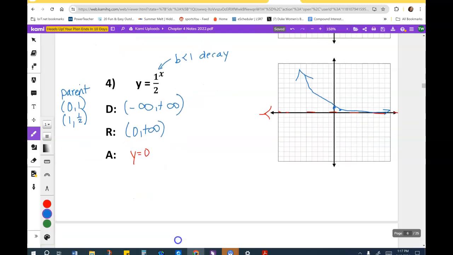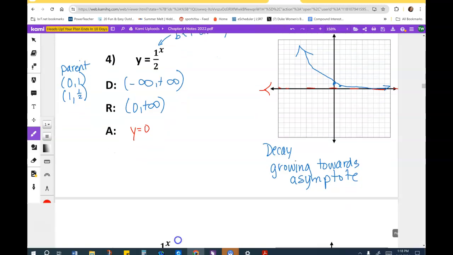Okay, and we talked about how this was going to be decay. And you also can tell that it's decay because the parent is growing towards the asymptote. And you're talking about what the parent does. The parent is growing towards the asymptote, so it's a decay problem. But we knew it was going to be decay because our b was less than 1.